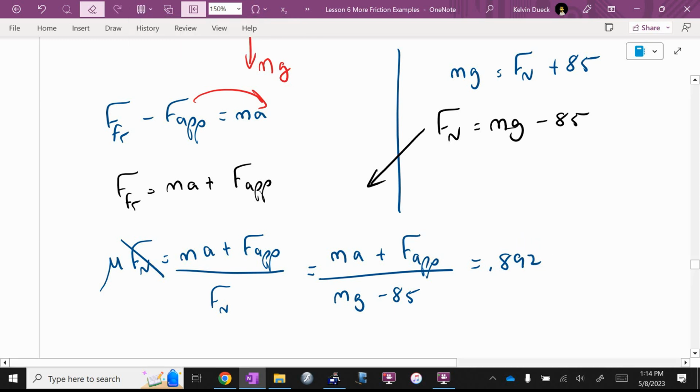Oh, and no units, coefficient of friction is this weird unitless ratio is what it is.